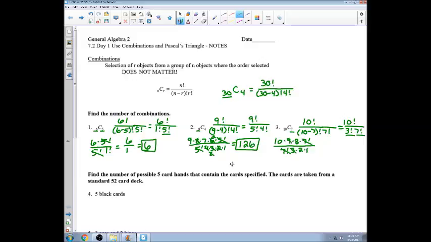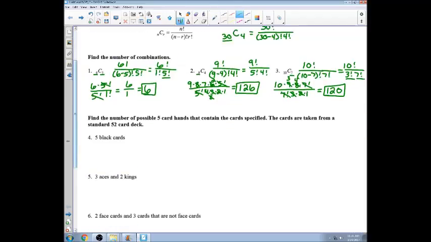3 can simplify with my 9, turns my 9 into a 3. 8 and 2 turns my 8 into a 4. So now all I'm multiplying together is 10 times 3 times 4, which would get me 120. Okay?